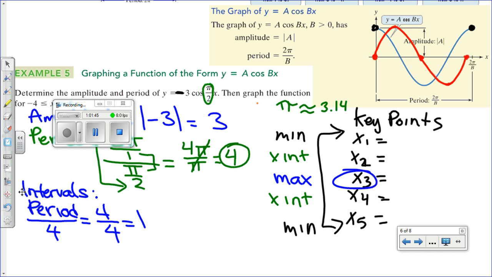Okay, there is no phase shift here, meaning horizontal translation, so we could start at 0. And then our intervals are just by 1s. So this is 1, this is 2, this is 3, and this is 4. Just like that. Let's graph it quickly, and then you're free to go.